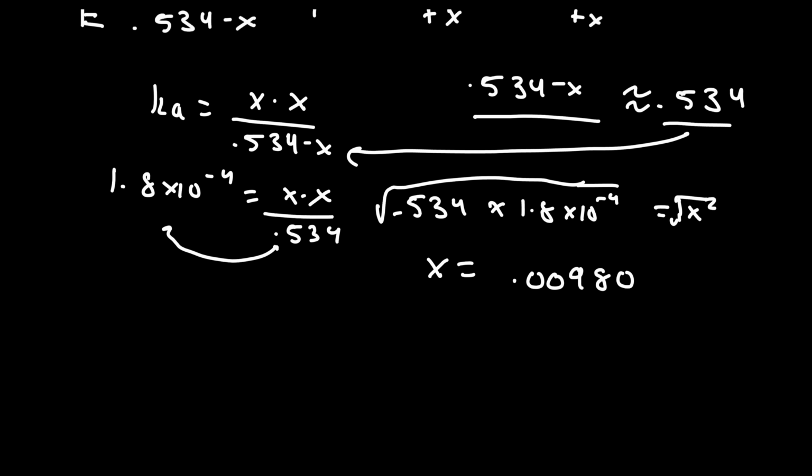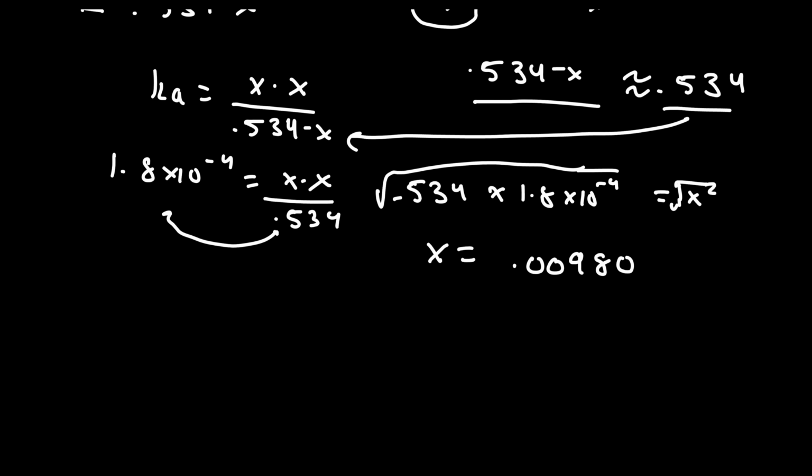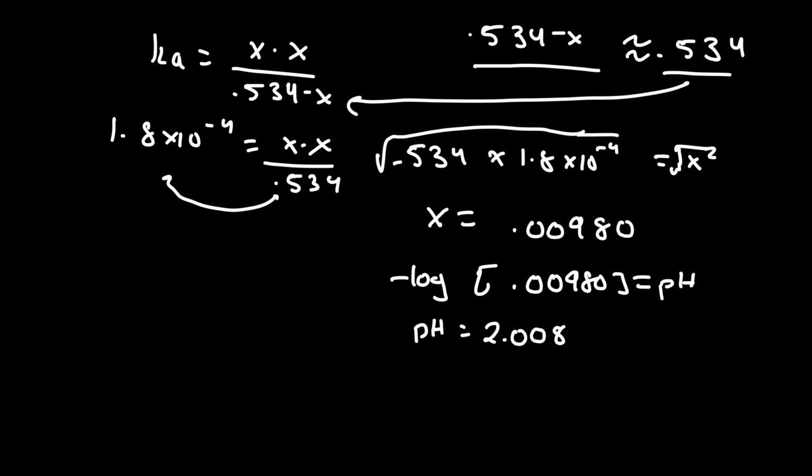And if you scroll back up here, what we see is that our x value is our equilibrium value of H3O plus, or our H plus, which means that the negative log of our x value, so 0.00980, is equal to our pH, which means our pH is equal to 2.008.